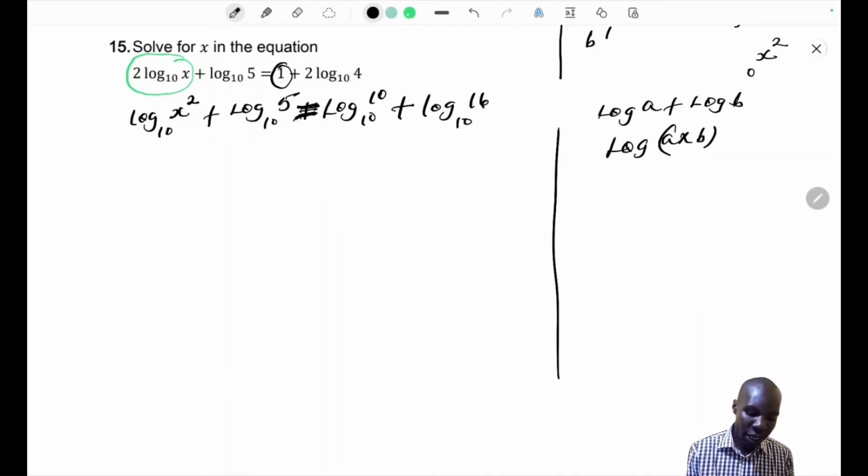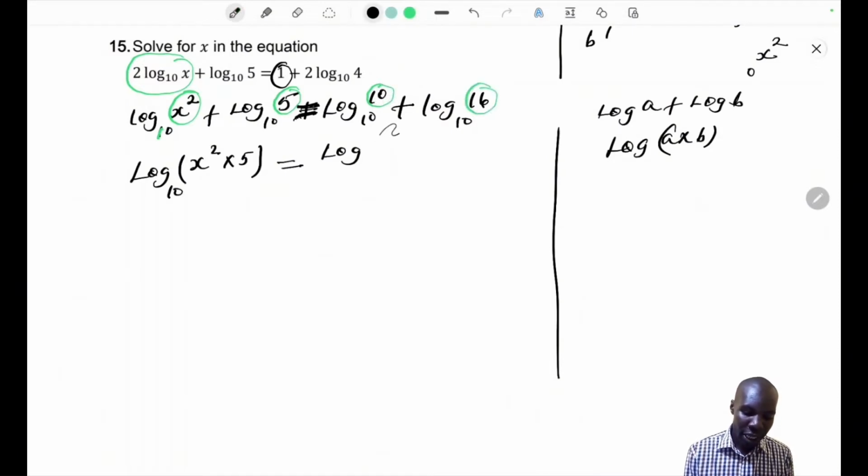So log of x squared to base 10 plus log of 5 to base 10 can be written as log of x squared times 5, everything to base 10, which should be equal to log of 10 to base 10 plus log of 16 to base 10. That will be log of 10 times 16, everything to base 10. So this one cancels out. We now remain with 5x squared is equal to 160.